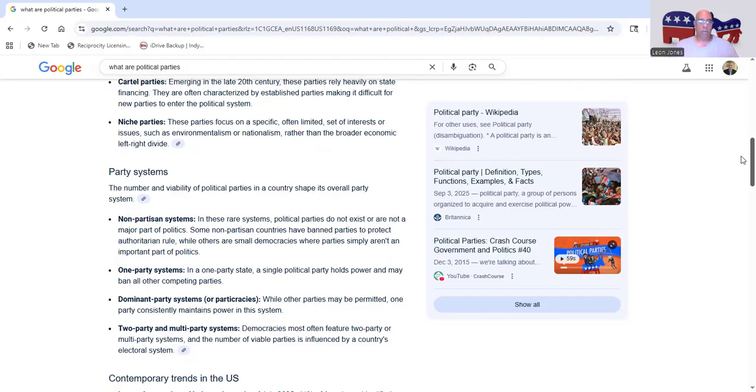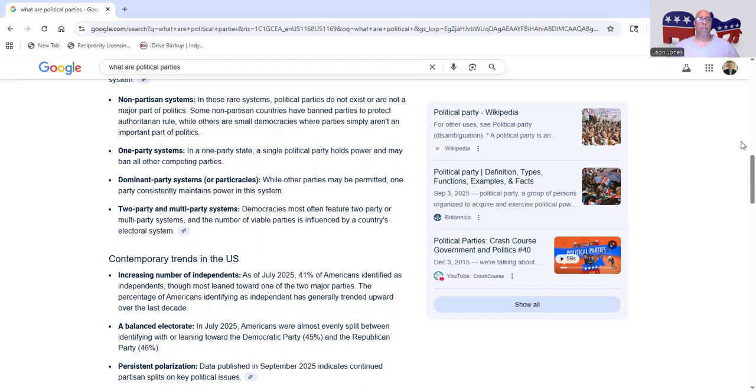Then you have your dominant party systems, and I call them your partocracies. Basically, with a partocracy, while other parties may be permitted, one party consistently maintains power in the system. And then you have two-party and multi-party systems. Democracies most often feature two-party or multi-party systems, and the number of viable parties is influenced by a country's electoral system.